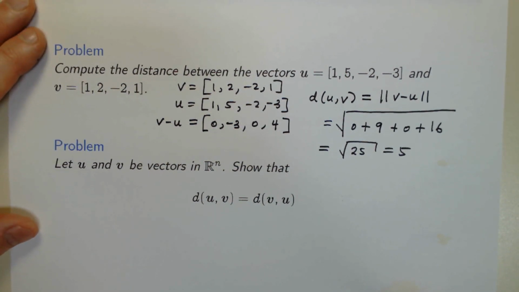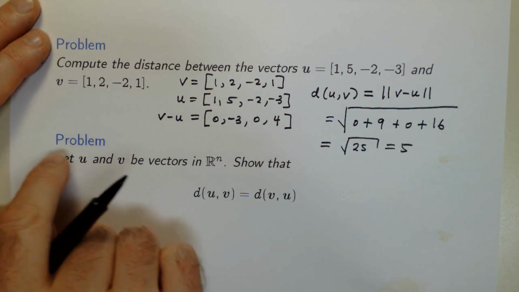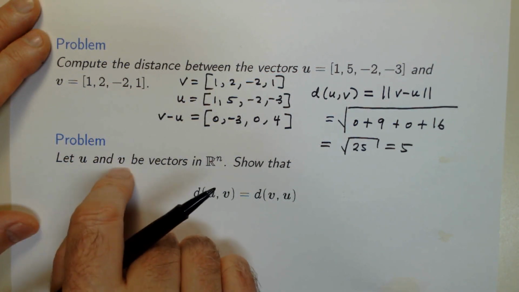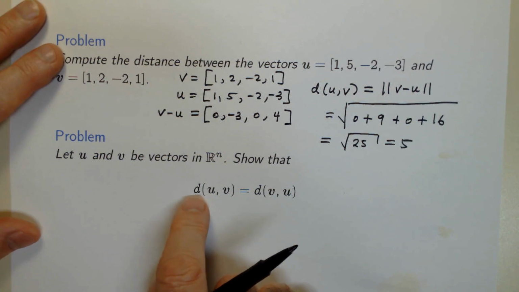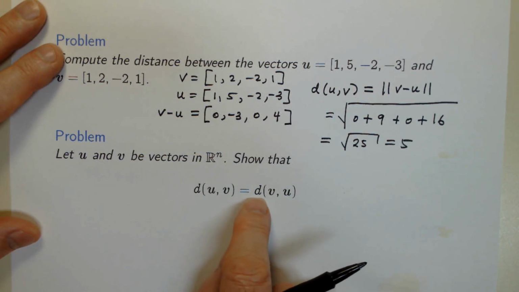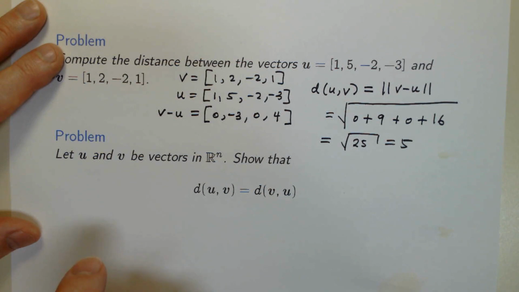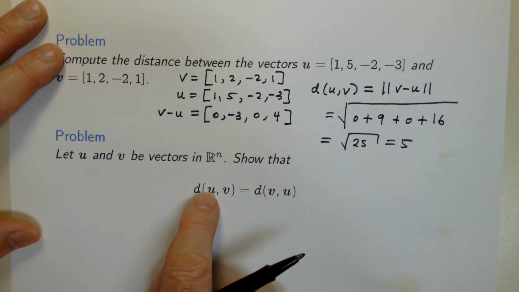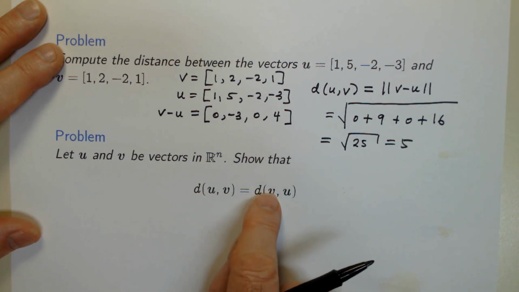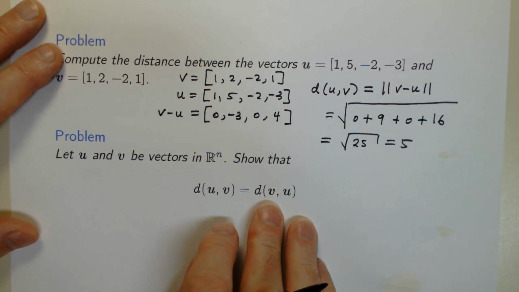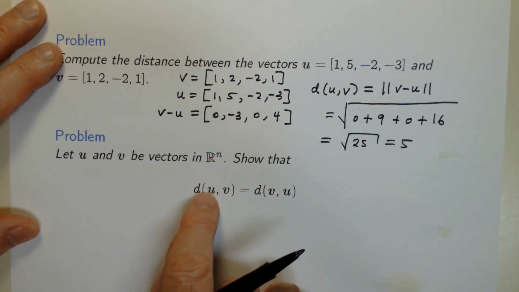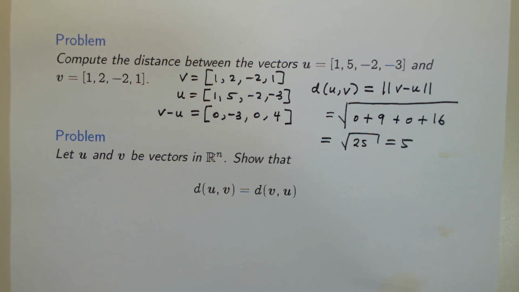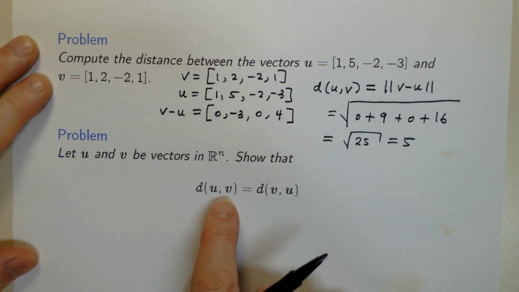Now, let's take a look at the second problem. I want to let u and v be vectors in Rn. I want to show that the distance from u to v is the same as the distance from v to u. So in other words, we read this as if the order matters. We say that this is the distance from u to v, and we would say this is the distance from v to u. And the point of this problem is to say it really doesn't matter if we talk about it as the distance from u to v or the distance from v to u. We can just talk about the distance between the vectors. It's coherent either way.